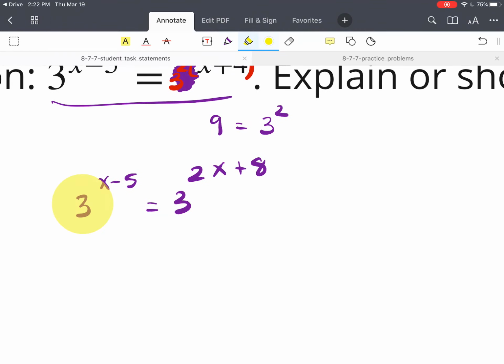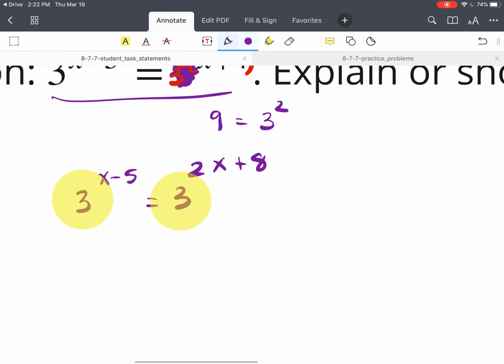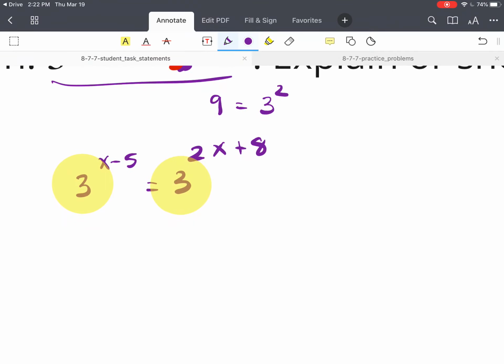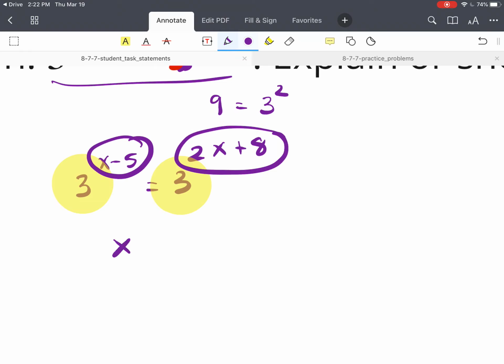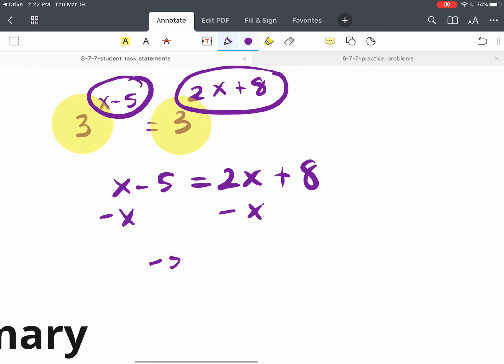And this is kind of confusing, so just bear with me. The bases are the same, and since they're equal, it must be true that the exponents are also the same. So x minus 5 is equal to 2x plus 8. Now, if you're like, what the fudge is happening? That's okay. It's okay. As long as you can follow along and understand why it's correct to do certain things.